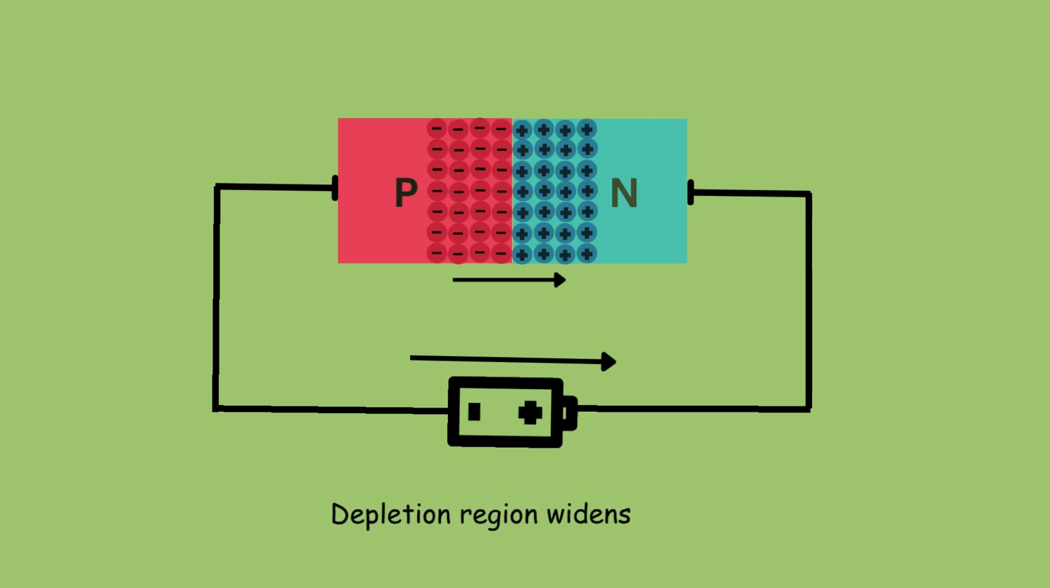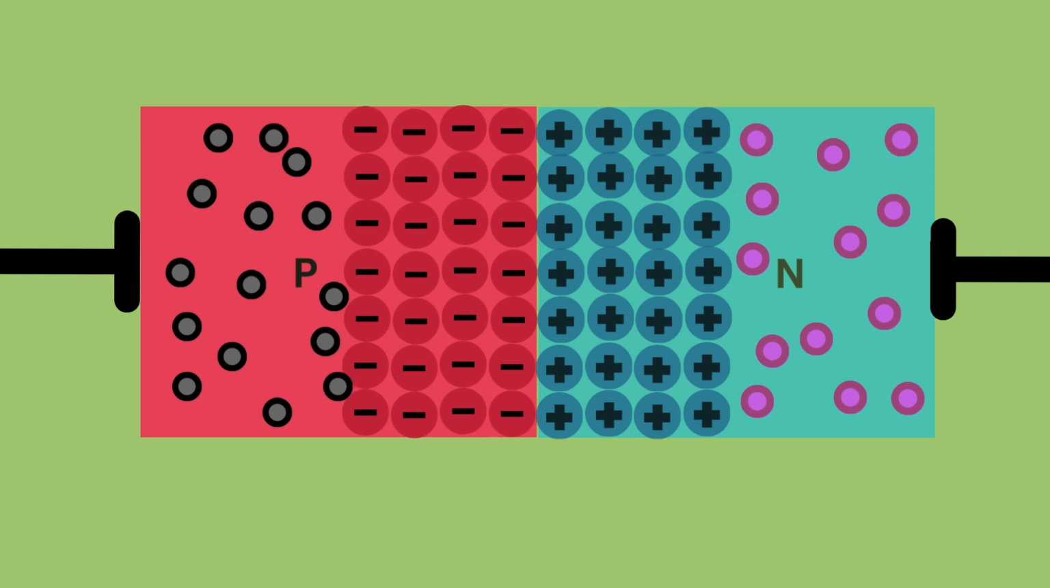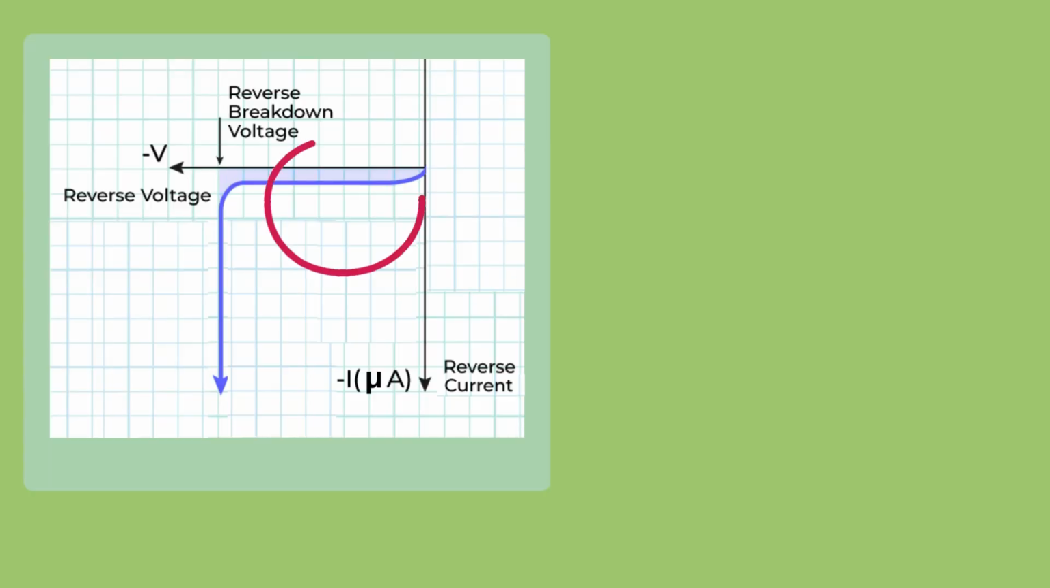Here, the battery's electric field adds to the junction's field, making the depletion region even wider. Electrons on the N side are pulled away and holes on the P side are pulled back, making it even harder for the carriers to cross the junction. So, does that mean no current at all flows? Actually, a tiny amount of current still flows. Where does it come from?